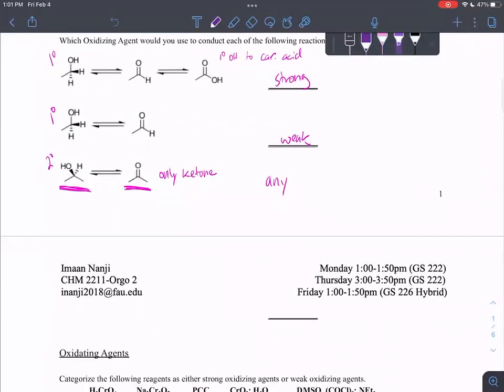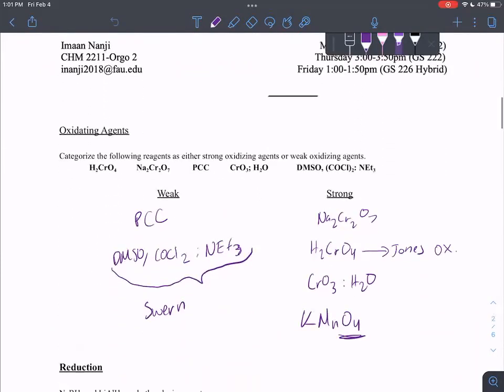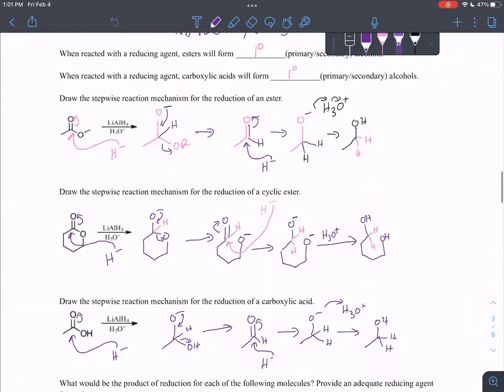The answer sheet's on Canvas, and I don't want to spend too much time redoing this. So I'll just demonstrate with some problems.